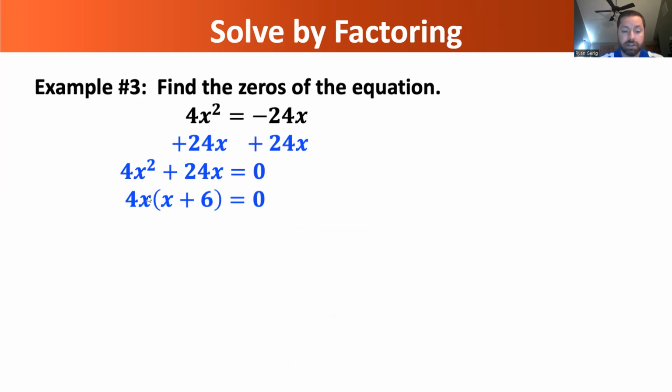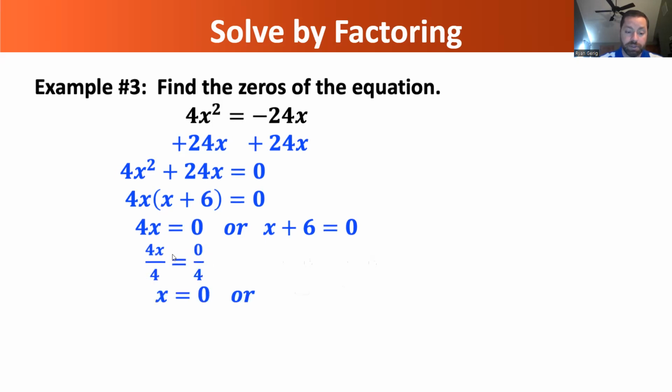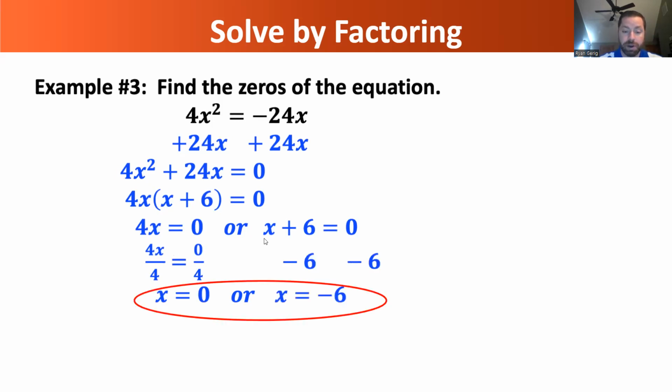Now I have 4x times x plus 6 equals 0. Well, 4x equals 0 or x plus 6 equals 0. Yes, 4x is just something. It's something being multiplied times x plus 6. That something has to equal 0. Divide by 4. I get x equals 0. Subtract 6. I get x equals negative 6. And those are my two solutions here.